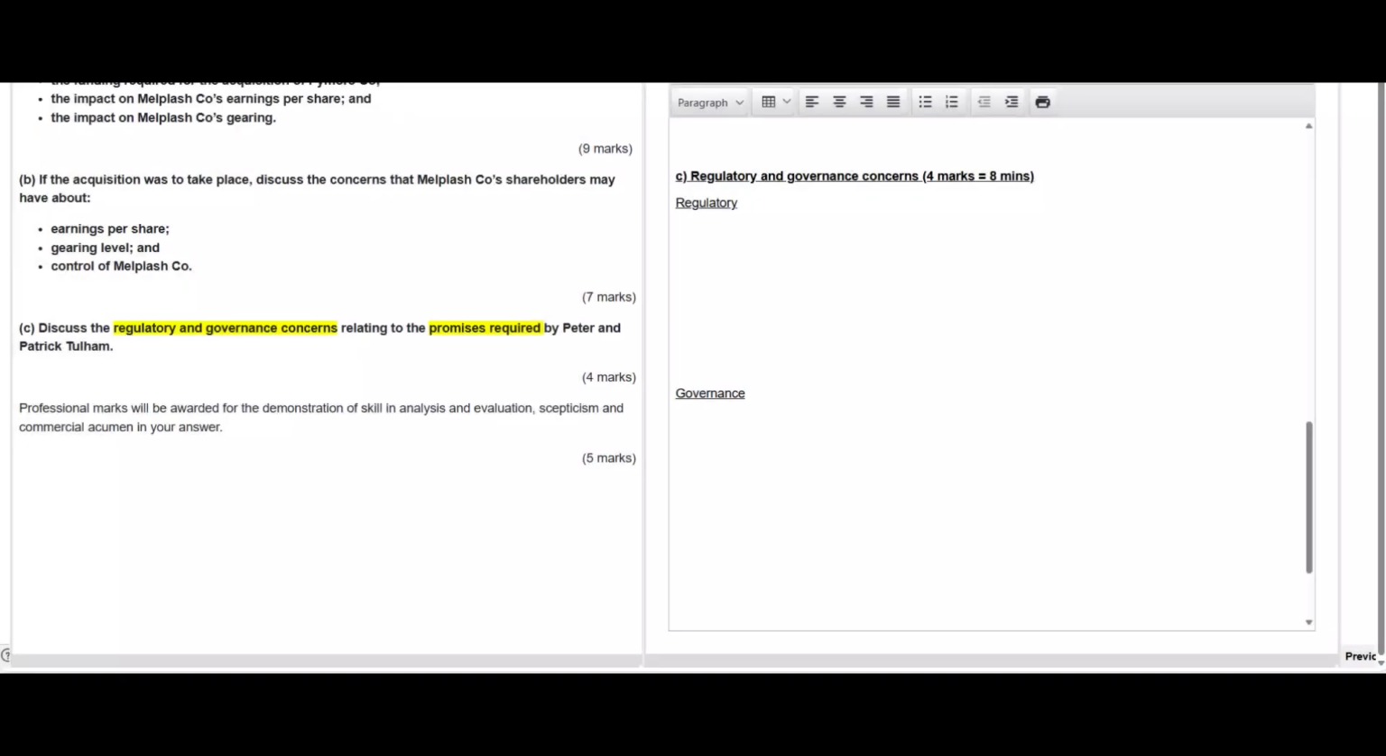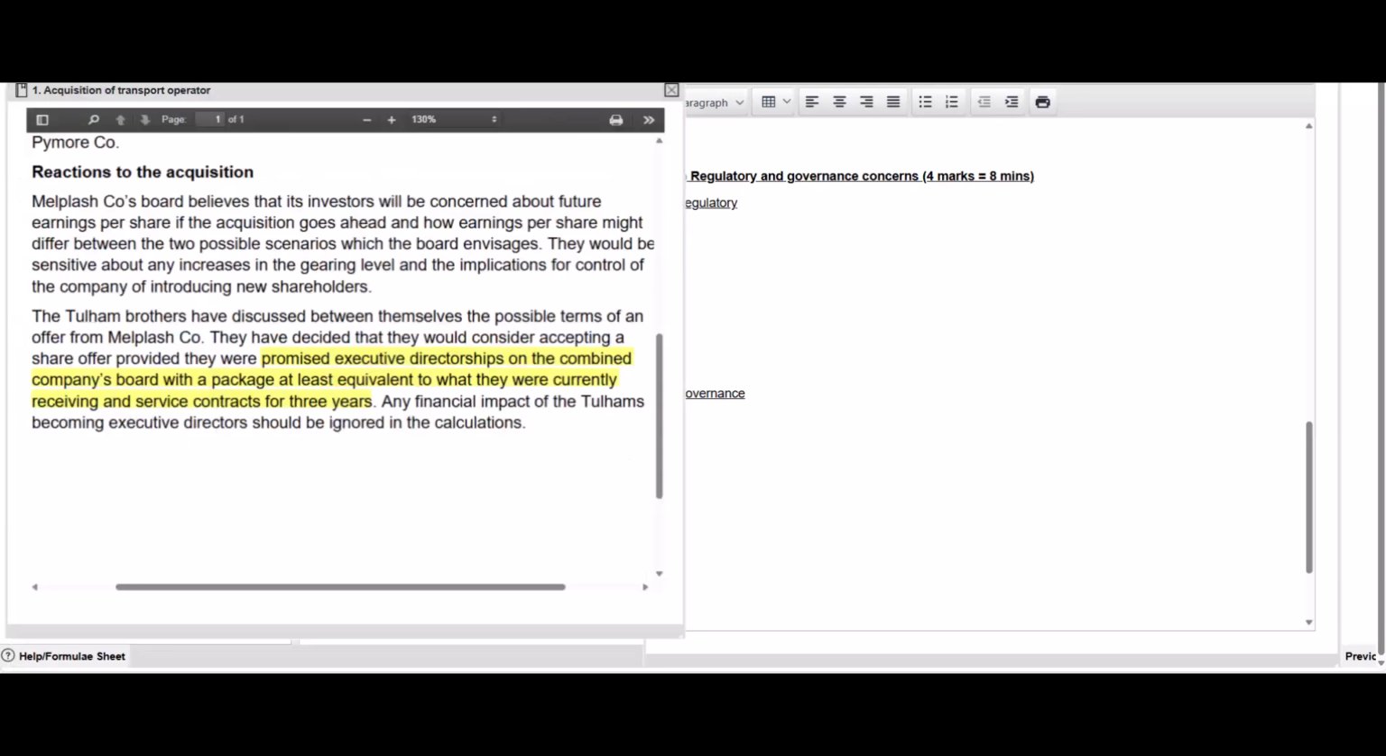And finally, part C, discuss the regulatory and governance concerns relating to the promises required by Peter and Patrick Tullum. Now, what are those promises? This was actually in the first exhibit, which I've highlighted there: they would consider accepting a share offer provided they were promised executive directorships on the combined company's board with a package at least equivalent to what they were currently receiving and service contracts for 3 years. So that's what we need to discuss in here.